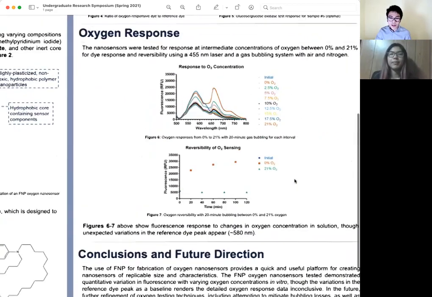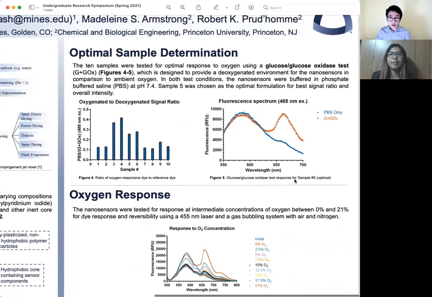To find the best sample out of the 10 to use, we used a glucose-glucose oxidase test to simulate a deoxygenated environment in comparison to ambient oxygen. And we used the fluorescence data from that to determine which of the samples would be the best.